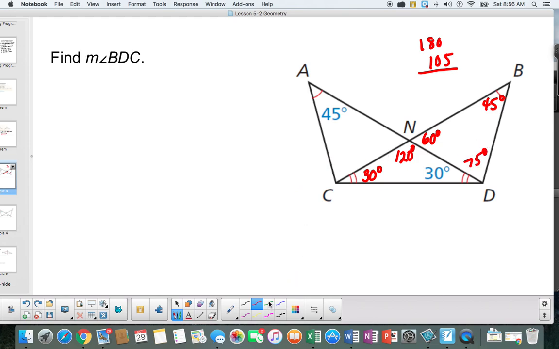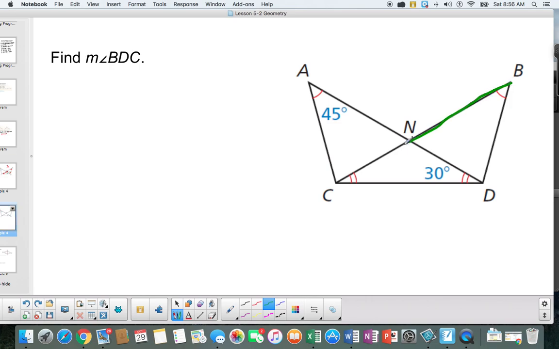Now, I was being asked to find BDC. That's this angle I'm being asked to find. So that will be 30 plus 75, and that'll be 105. So here's one way to do it. Now I'm going to show you another way to do it.